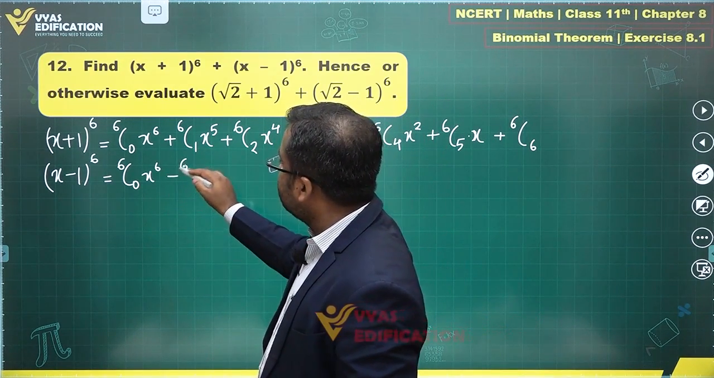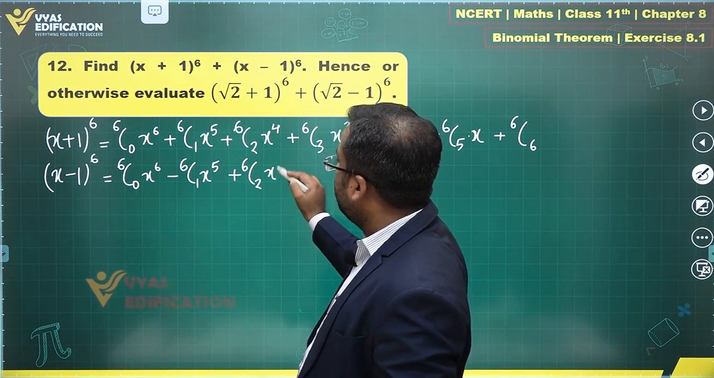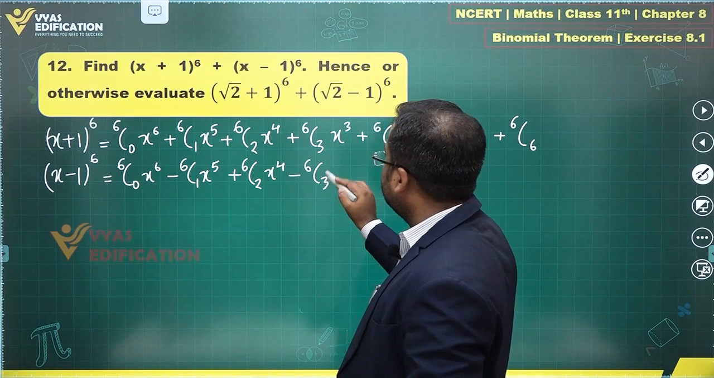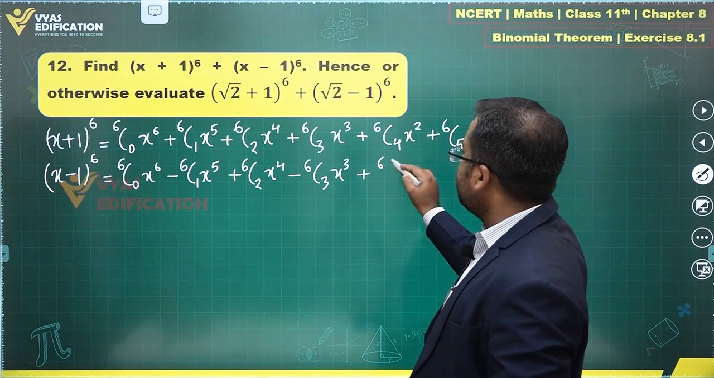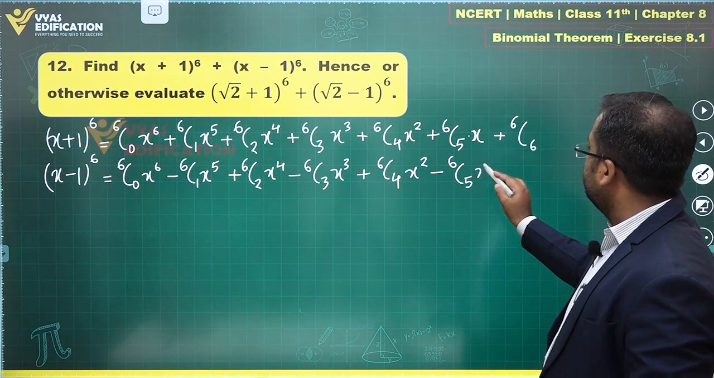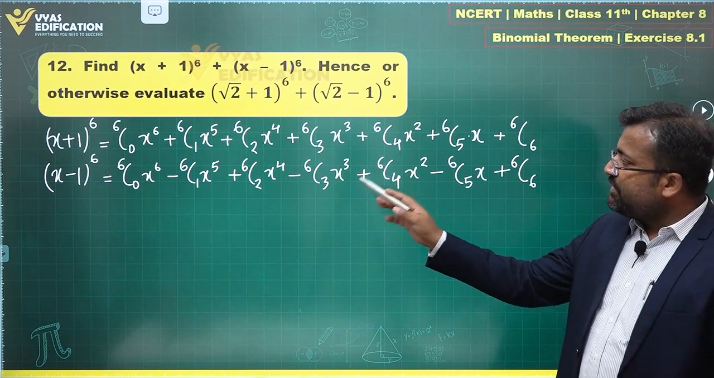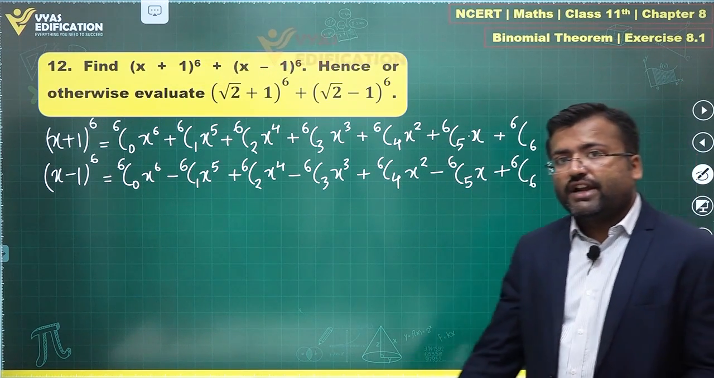Plus, minus the same term, plus the same term, minus the same term, plus the same term, minus the same term, plus the same term. This is what you get. Alternate plus, minus, plus, minus, plus, minus, plus. This is what you get.